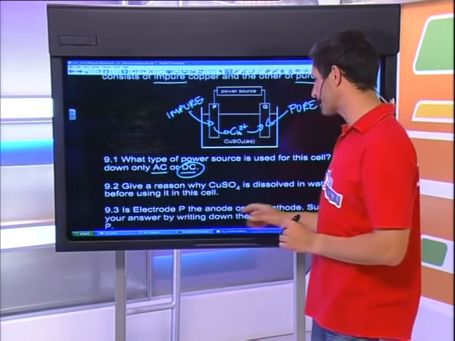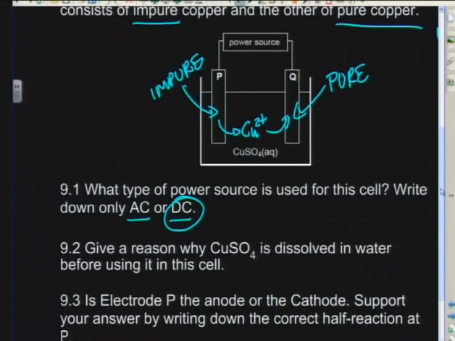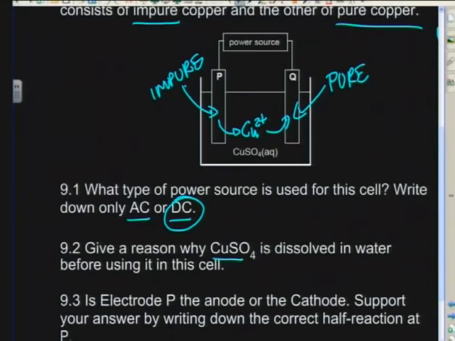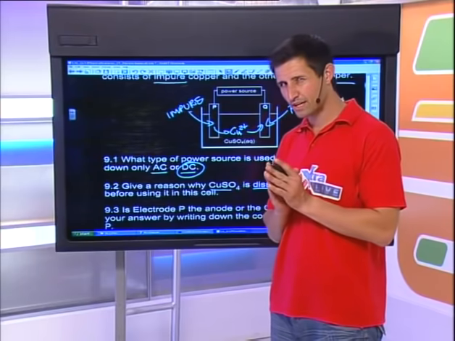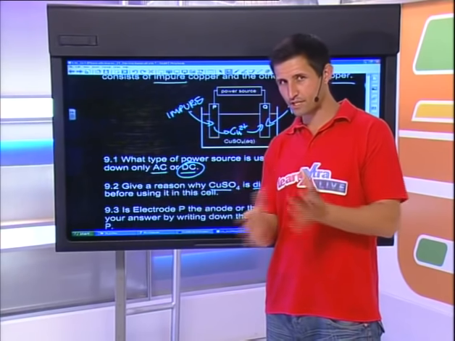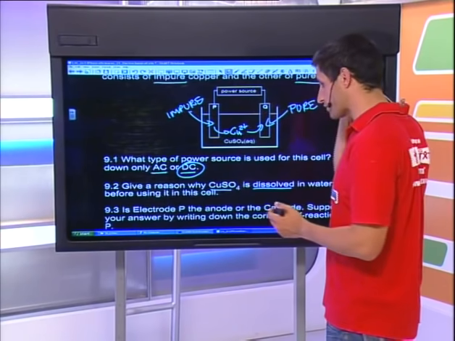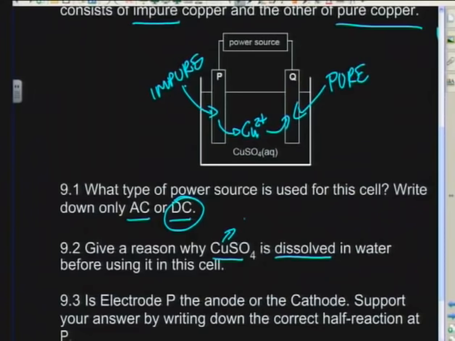It says, give a reason why CuSO4. Now remember, CuSO4 was that blue stuff, that blue salt which I had inside there. Now it says, explain why CuSO4 is dissolved in water before using it inside the cell. Now remember what I said, you need those two metals and you need something in between there. That's called an electrolyte. An electrolyte is made up of ions, which is copper 2+ and SO4 2-. Those are my two ions. Now, these two ions are dissolved in water before using the cell.